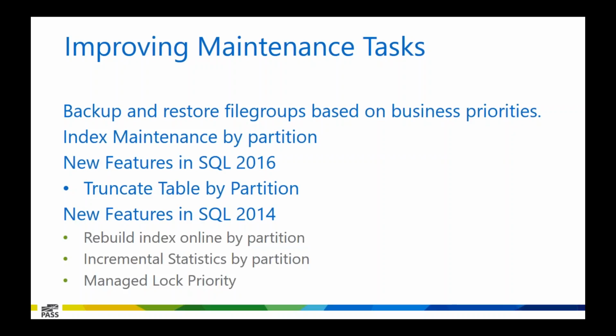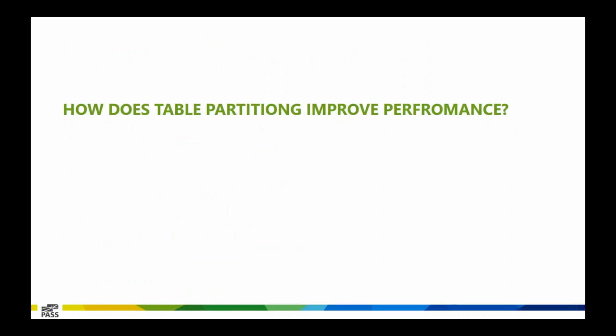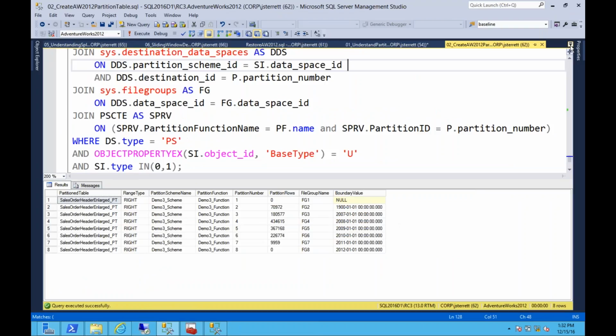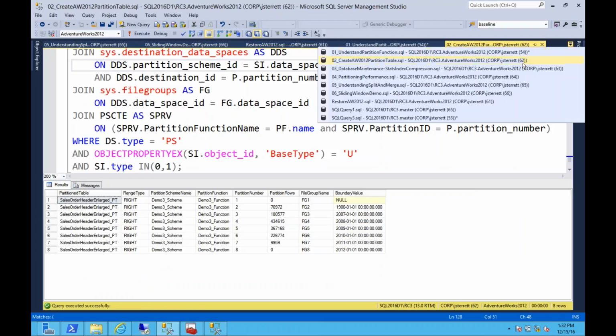So in 2005 up to 2012, you can still rebuild an index by partition. It's just an offline operation instead of online. We also have the managed lock priority, so we can kind of say who becomes the boss. And you also have incremental stats there as well. But the main driver here is that this is really going to help you with managing your data by partitions. So we're going to jump over to our next demo that shows you exactly how that will work.